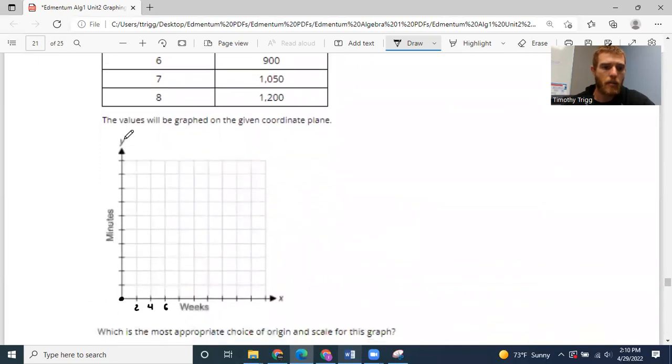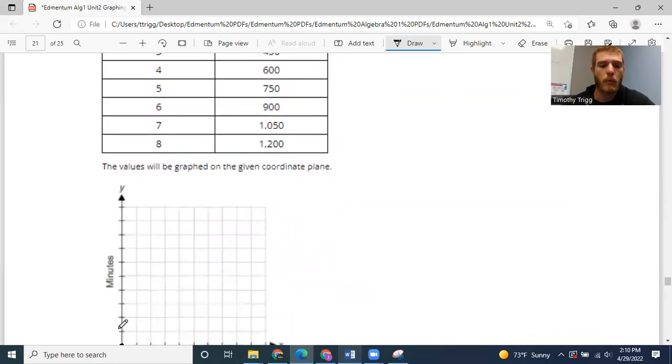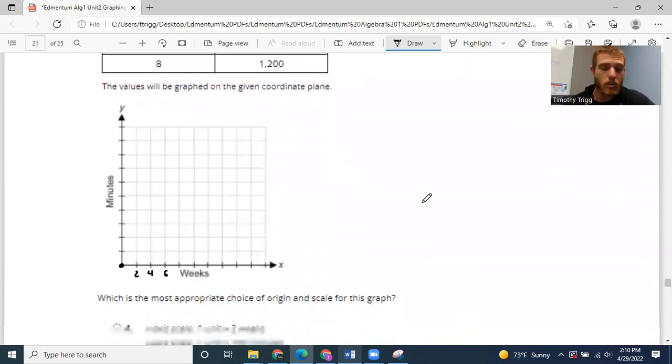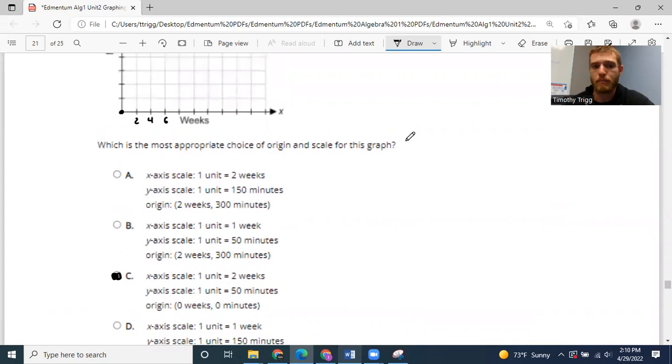And then for the values here, what makes the most sense for the Y values? Well, we wouldn't want to count by ones because we need to get up here to like 1200. So maybe count by hundreds or something like that, or maybe 200s, maybe 50s. Okay. So I would say this one's definitely right. And the reason I know it's right for sure is because of the 0, 0. That should be your origin. 0 weeks, 0 practice.